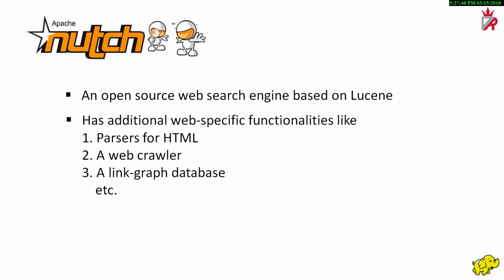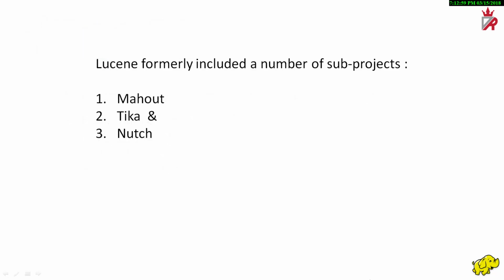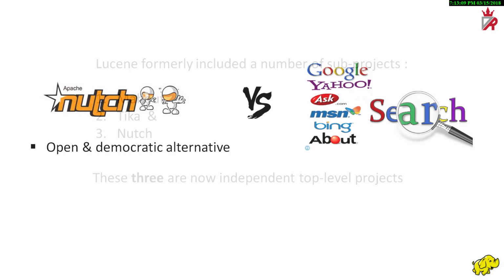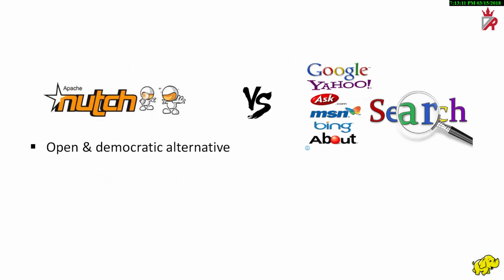It basically extends Lucene to be a complete web search engine. Lucene formerly included a number of subprojects such as Mahout, Tika, and Nutch. These three are now independent top-level projects. Doug Cutting envisioned Nutch to be an open, democratic alternative to the proprietary technologies in commercial offerings such as Google.